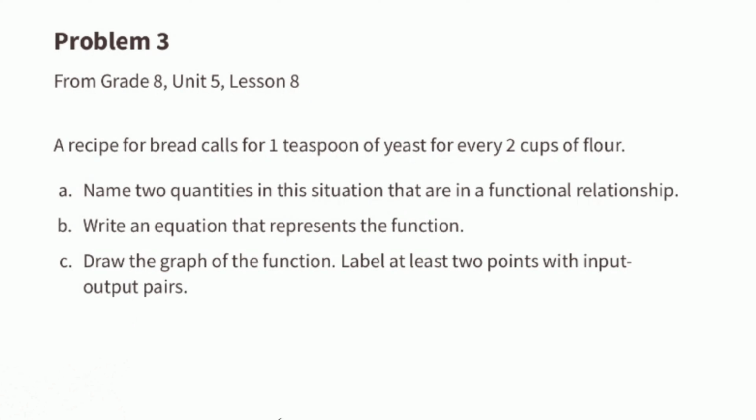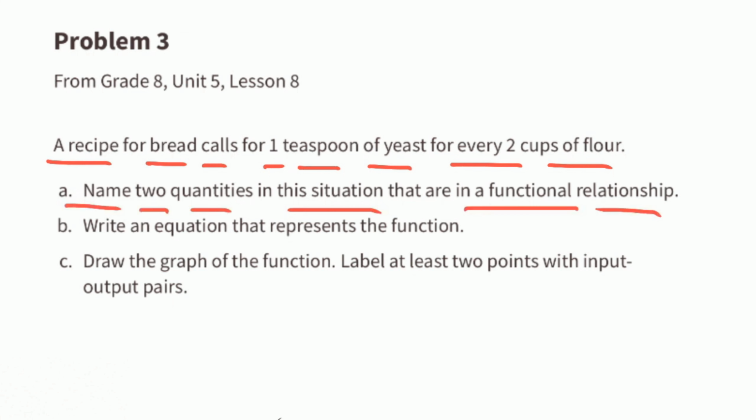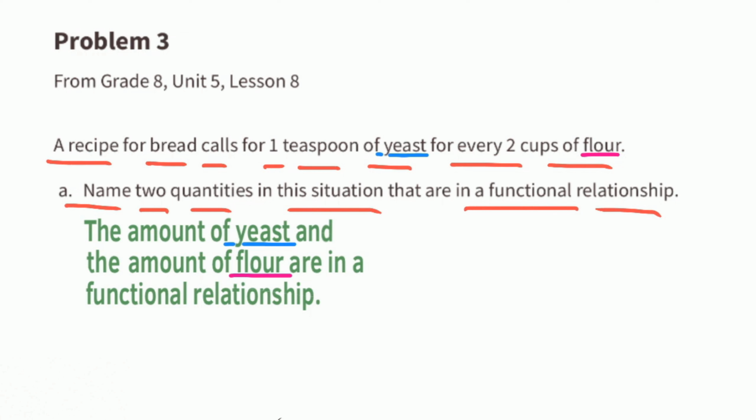Problem number 3 from 8th grade Unit 5, Lesson 8. A recipe for bread calls for 1 teaspoon of yeast for every 2 cups of flour. A. Name 2 quantities in this situation that are in a functional relationship. The amount of yeast and the amount of flour are in a functional relationship.